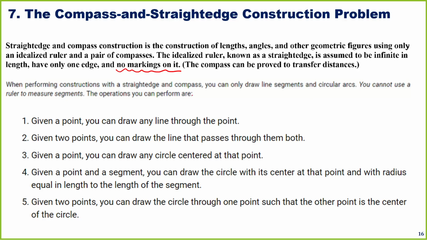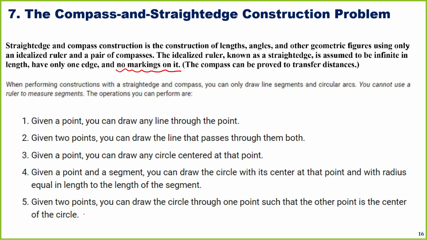The operations you can perform are limited by the following. First, given a point, you can draw any lines through the point. Second, given 2 points, you can draw the line that passes through them both. Given a point, you can draw any circle centered at that point. Given a point and a segment, you can draw the circle with the center at that point and with radius equal in length to the length of the segment.